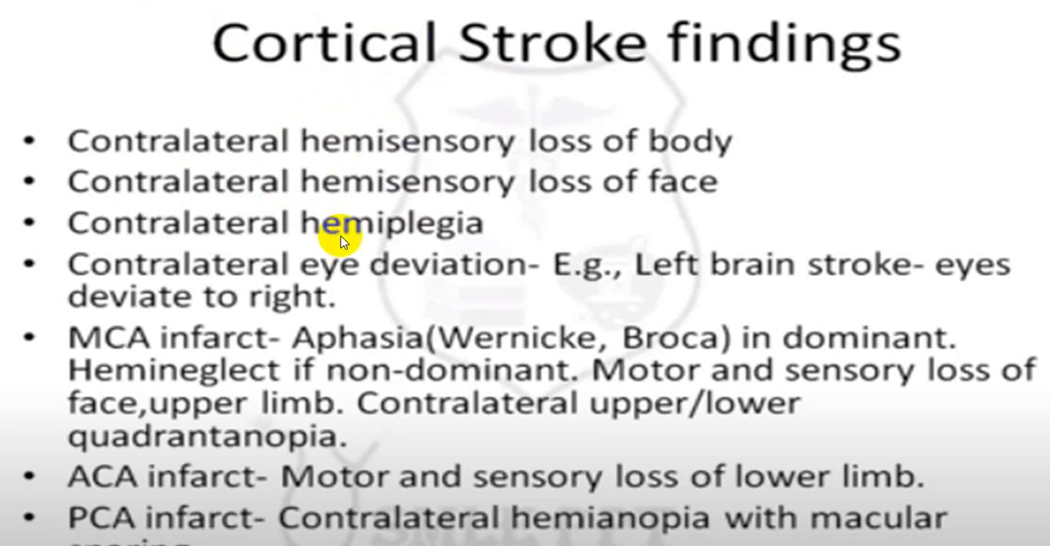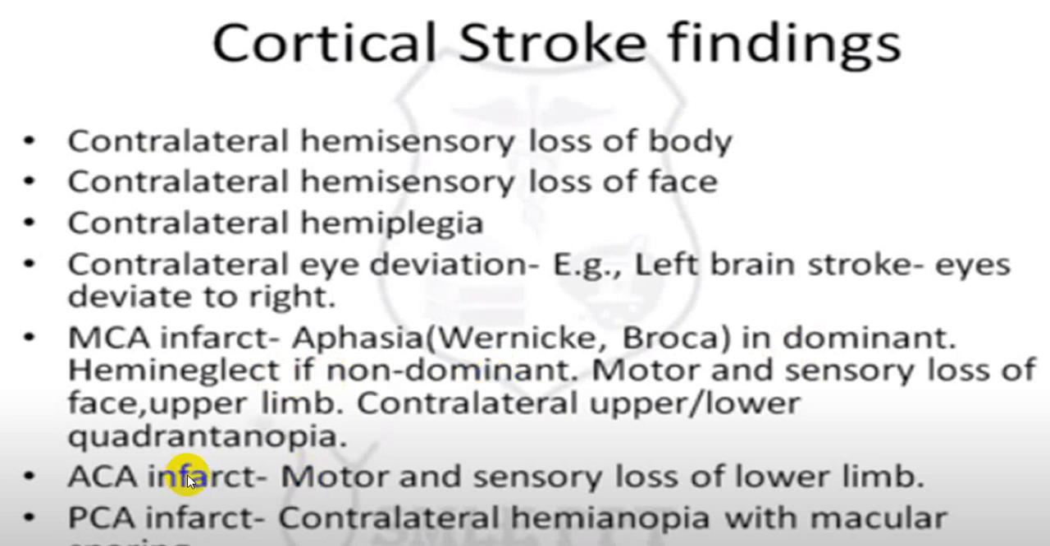Then contralateral hemiplegia will also be very common if there is an MCA territory infarct, where the face and upper limb will be more involved as compared to the lower limb. So in an MCA infarct, chances of Wernicke's aphasia and Broca's aphasia are there if it is the dominant hemisphere, and hemi-neglect, which we call Gerstmann syndrome, if it is the non-dominant hemisphere.